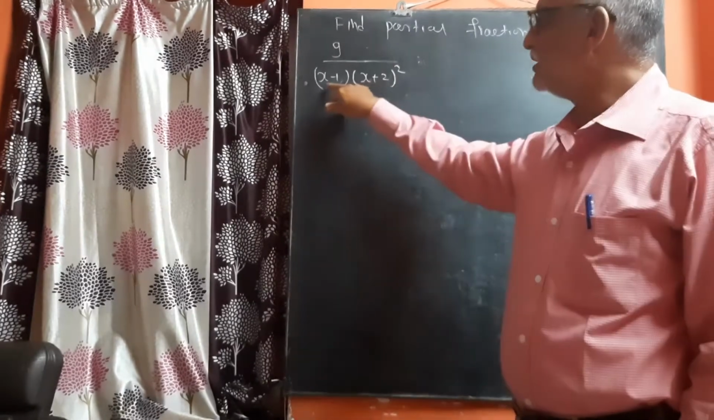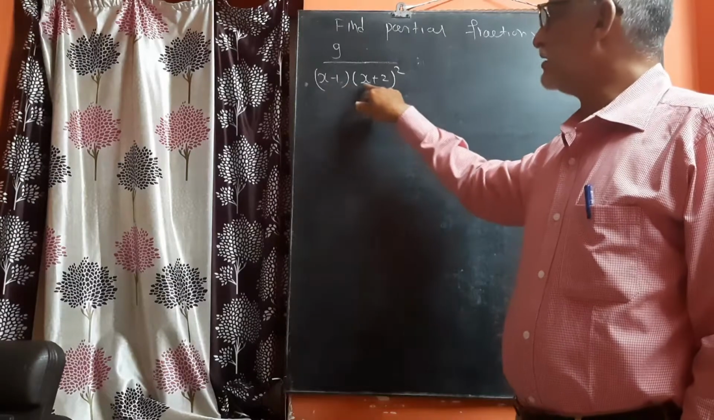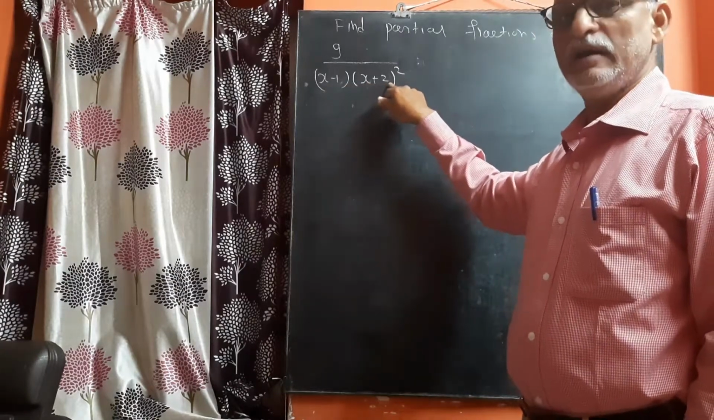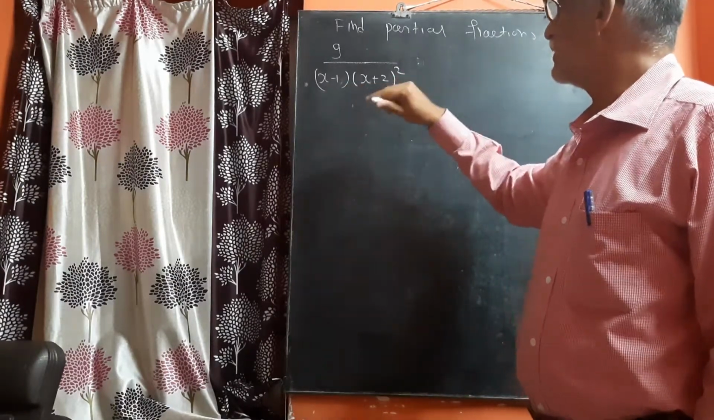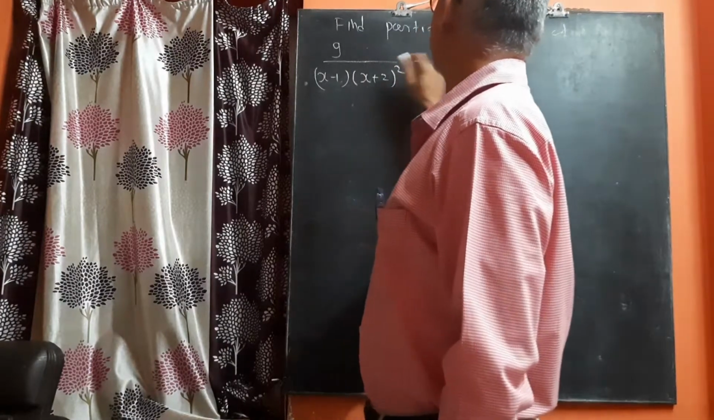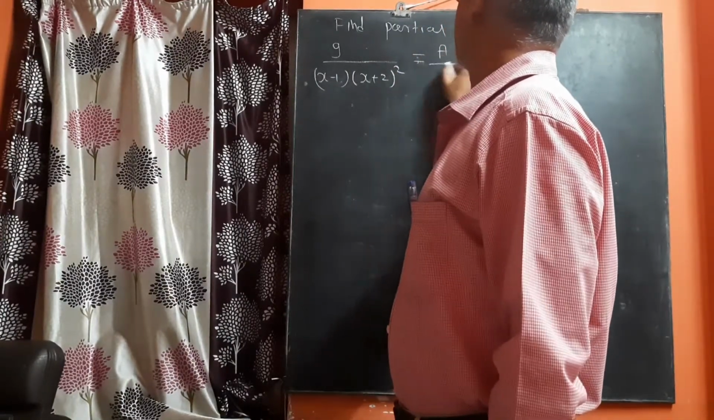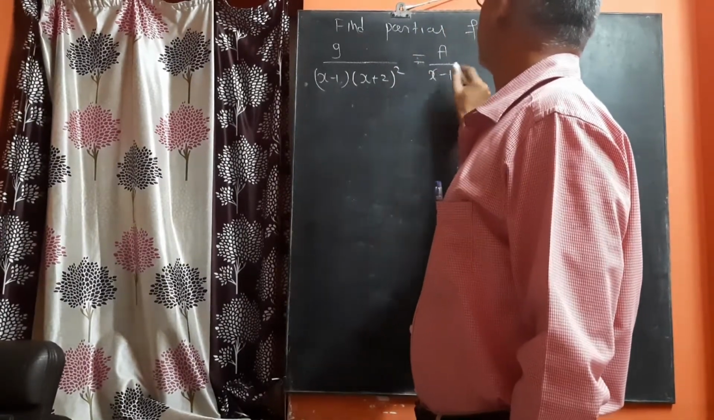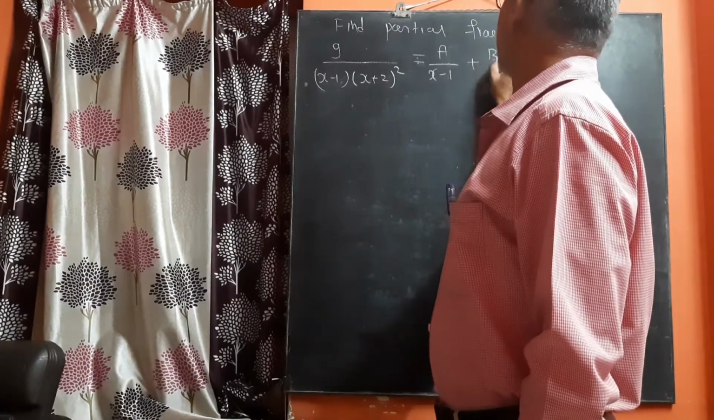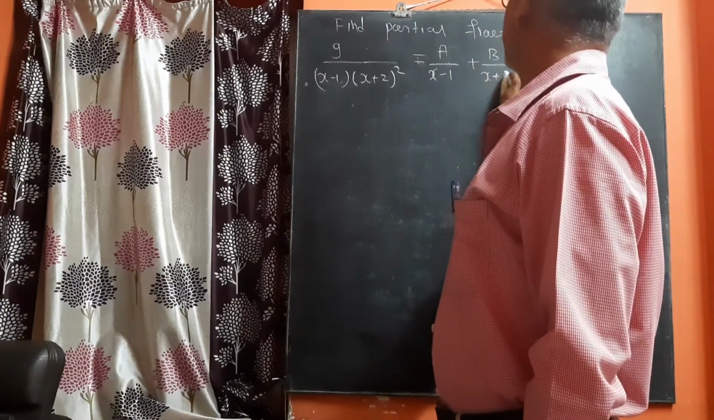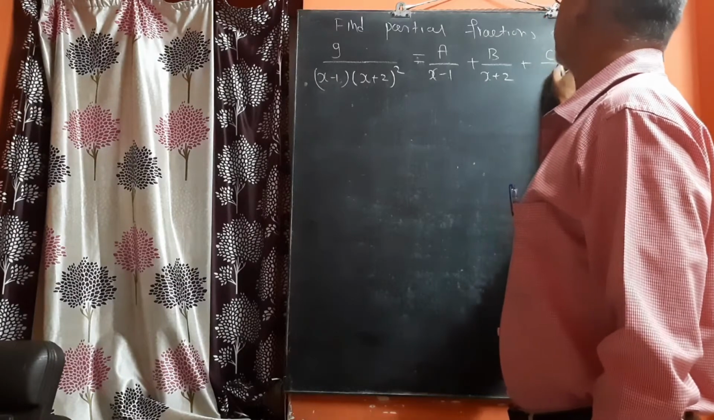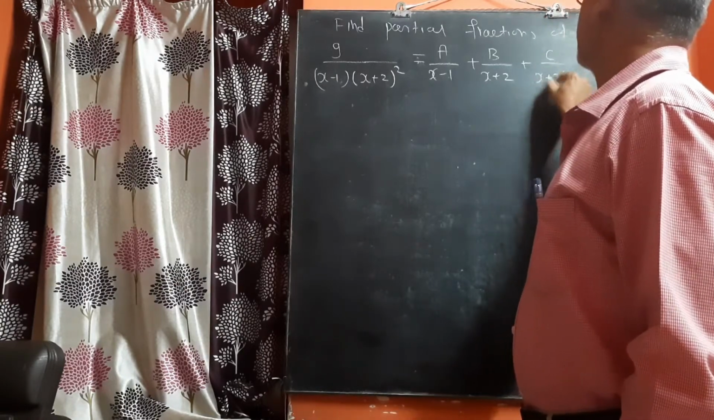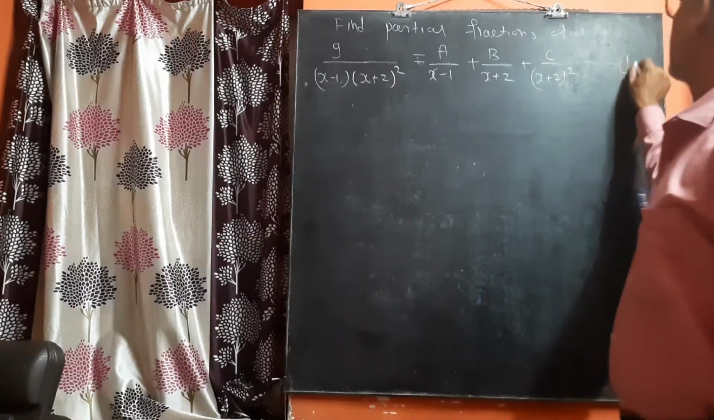One constant is for x minus 1, the second is for x plus 2, and the third is for x plus 2 the whole square. So let us write this equals a upon x minus 1 plus b divided by x plus 2 plus c divided by x plus 2 the whole square. This is equation number 1.